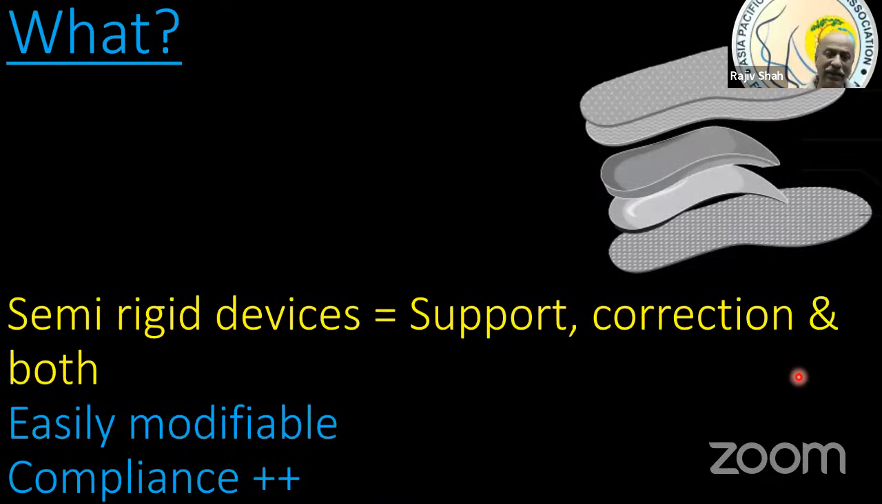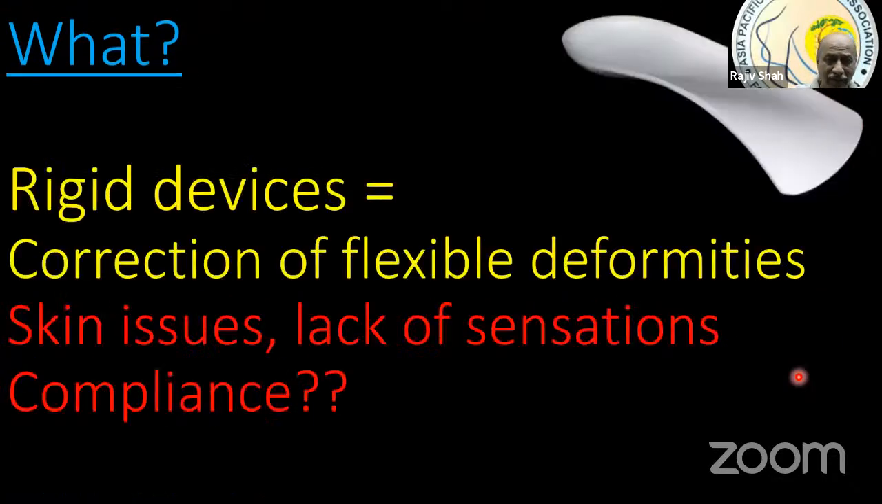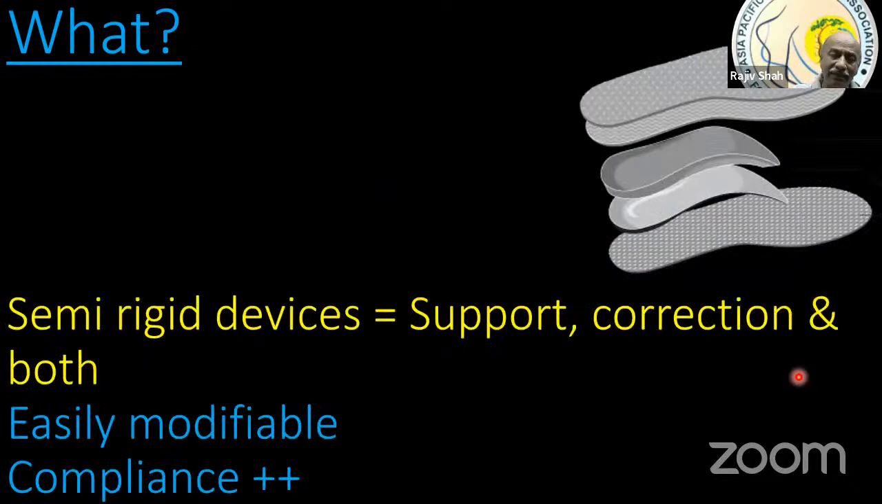Then there are semi-rigid devices. Semi-rigid devices are either for support, for correction, or for both support as well as correction. They are easily modifiable. Compliance could be 50-50, and all the customized products which we make are semi-rigid devices. Suppose you want a customized arch support, or a customized correction of a foot drop. You are using semi-rigid devices which correct as well as support.